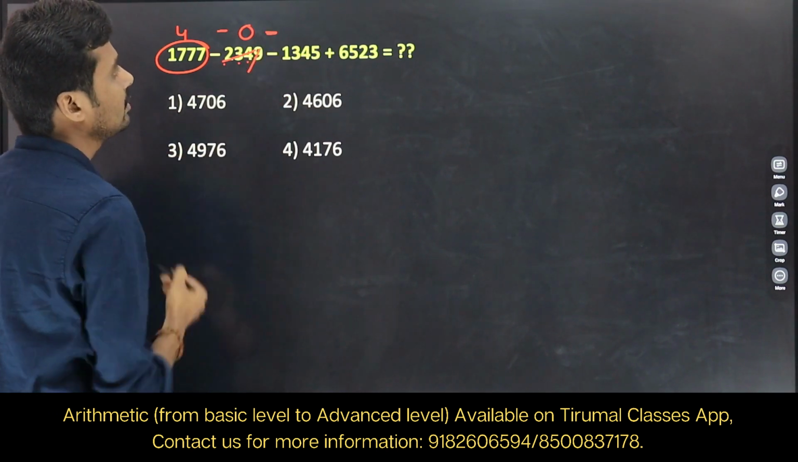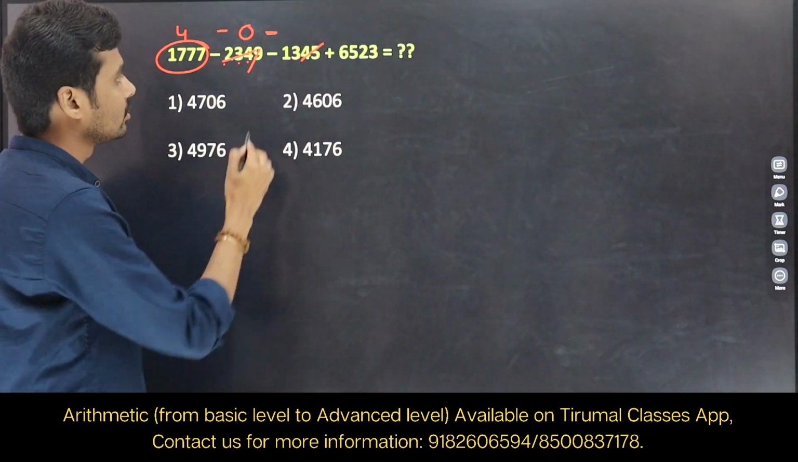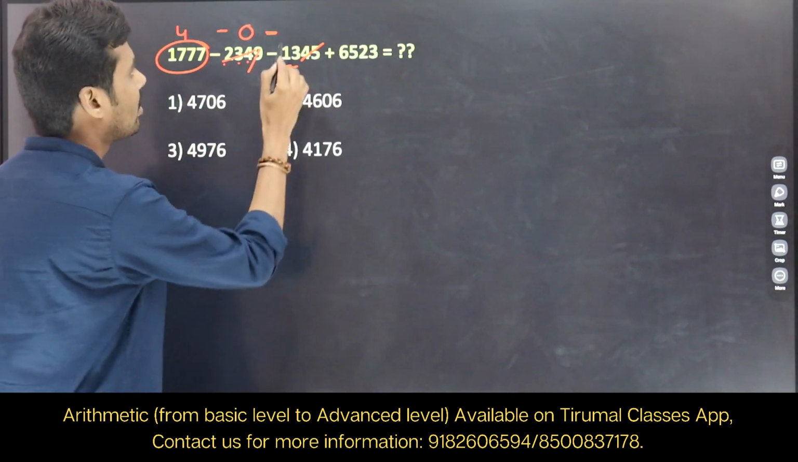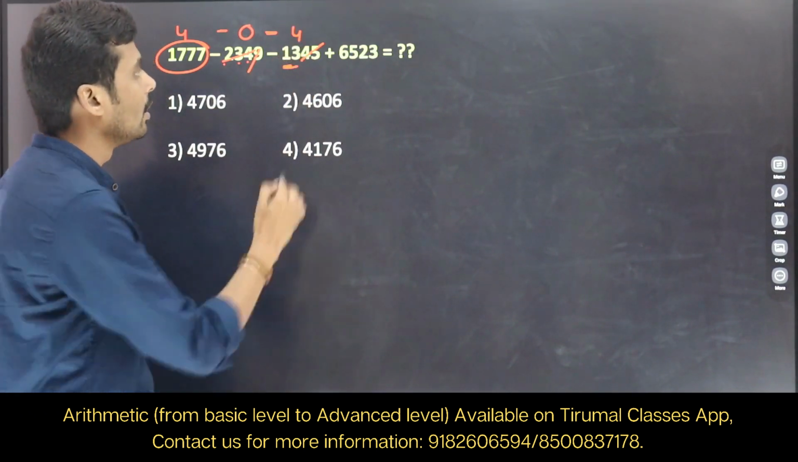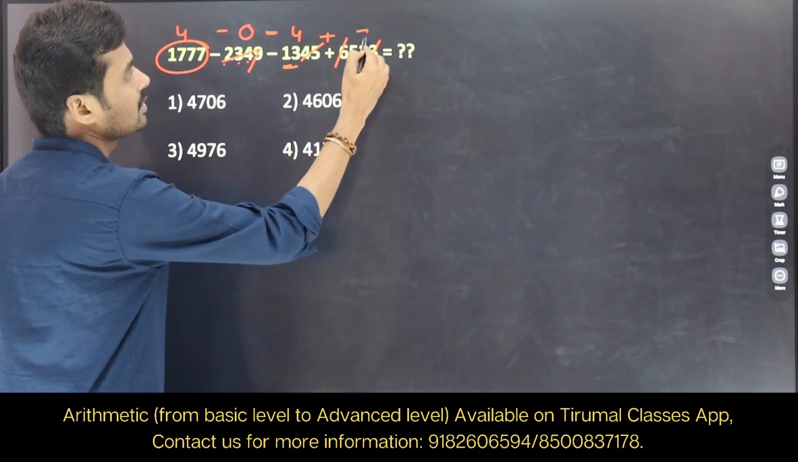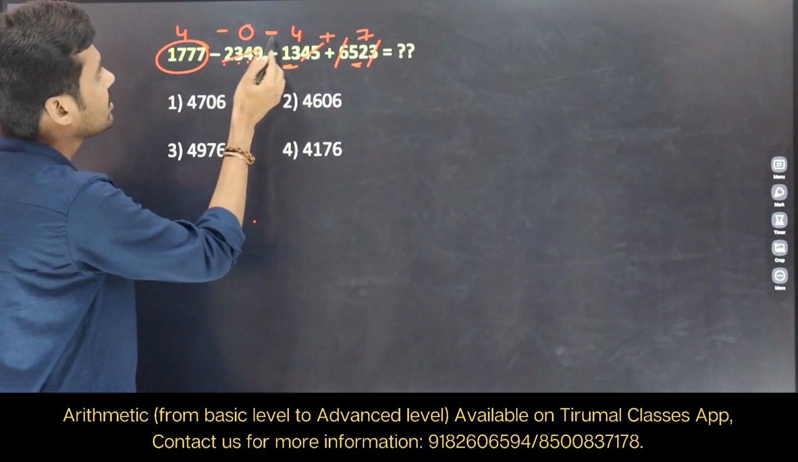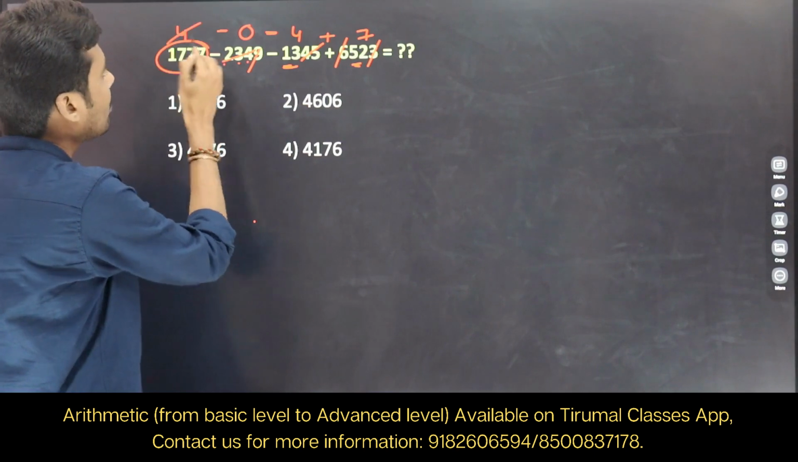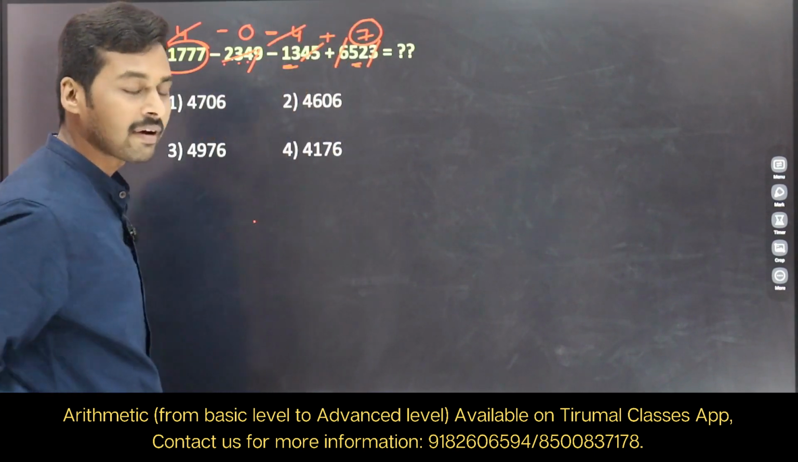Now you take the next one, 1345. 5 plus 4 is 9. So what are the remaining numbers? 1 and 3. So 1 and 3 means what is the number? 4. Now you take the next number, 6523. 6 plus 3 get cancelled. 5 plus 2 is what? 7. So 4 minus 0 minus 4 plus 7. 4 minus 4 get cancelled. The final value is 7.